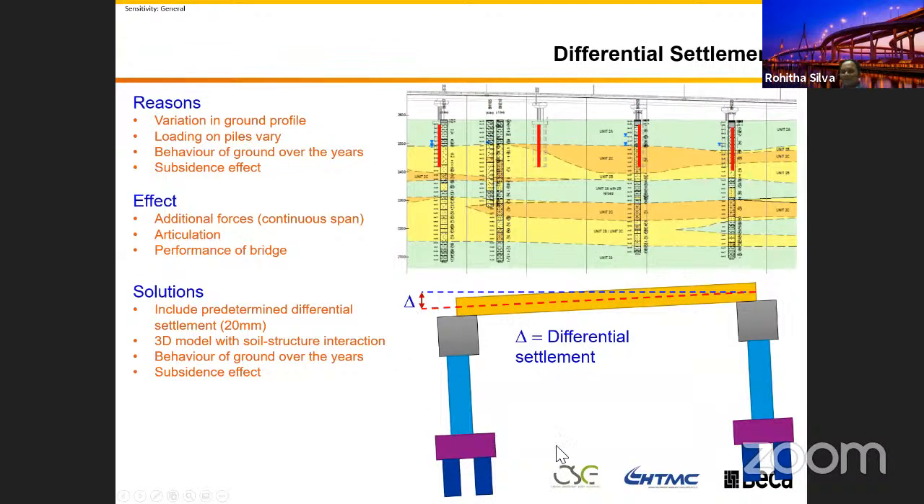If you have a differential settlement, you can see in this picture, the bridge will tilt. It will induce a lot of forces. It will affect your bearing designs and the bridge articulation. It has a lot of impact.